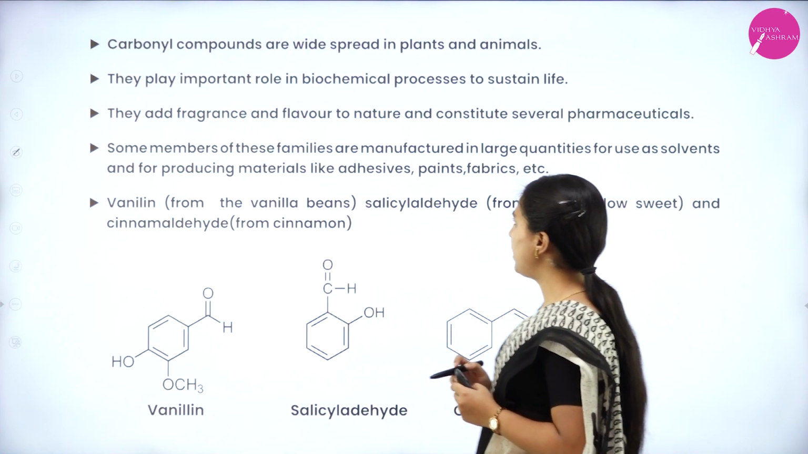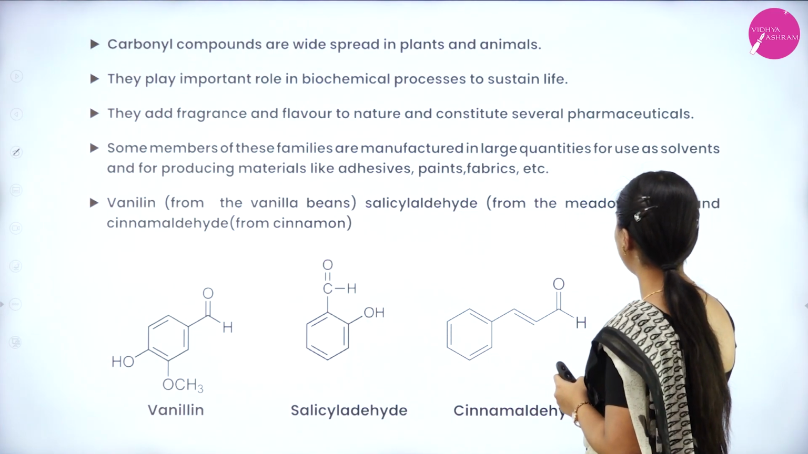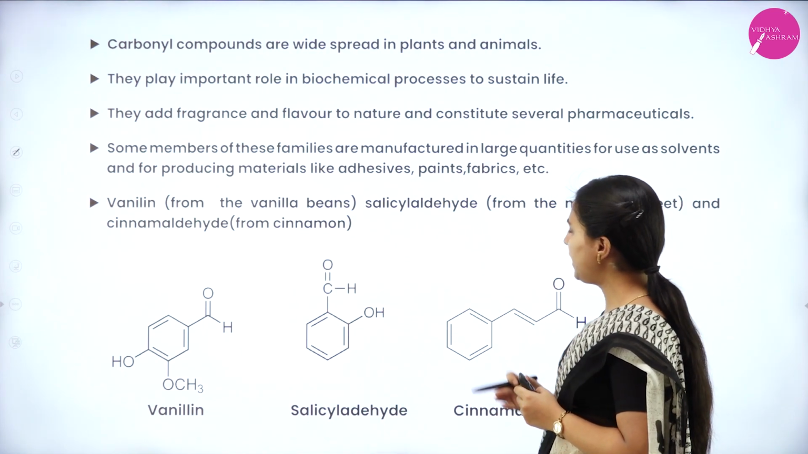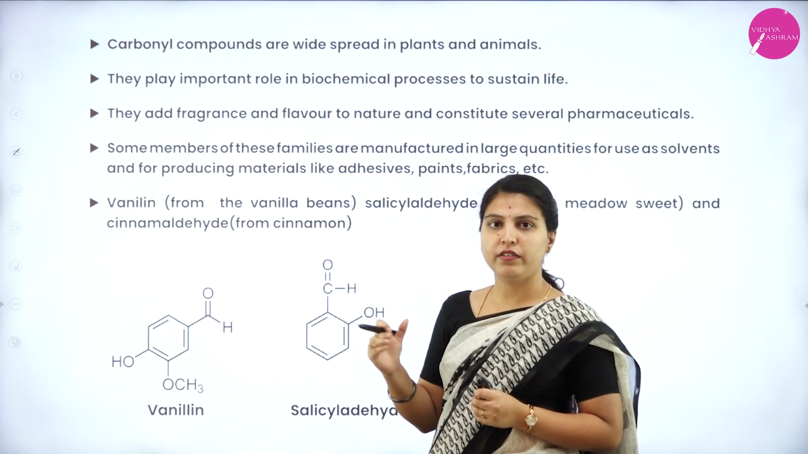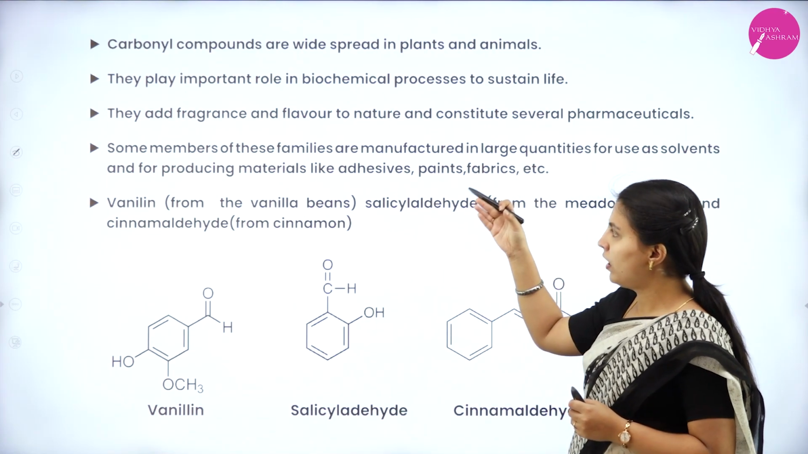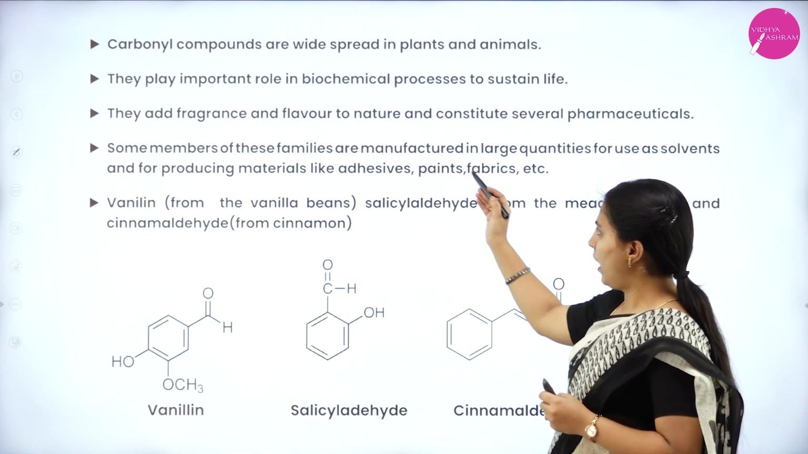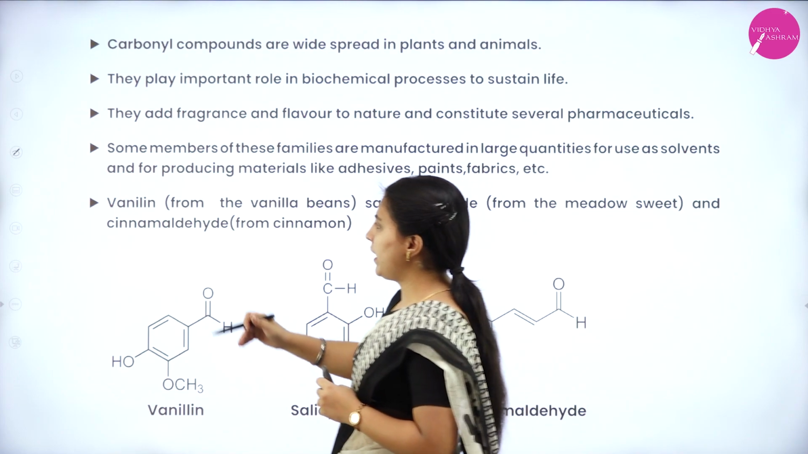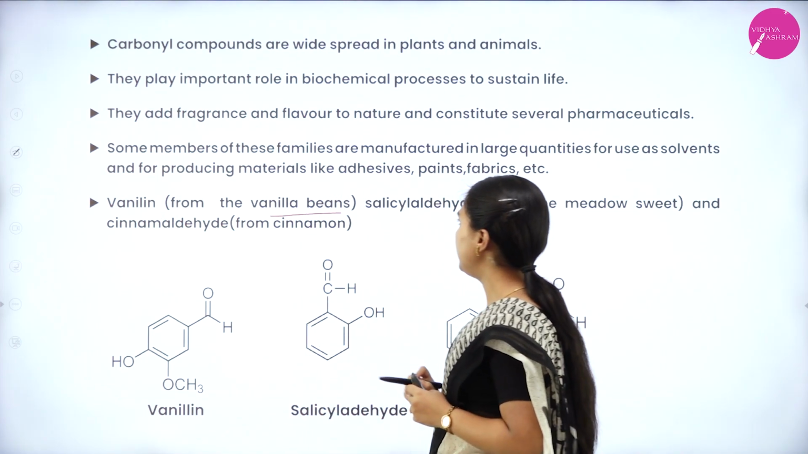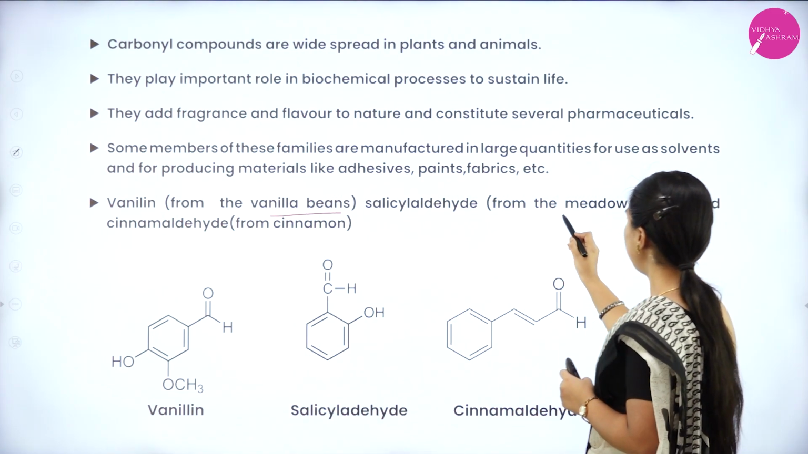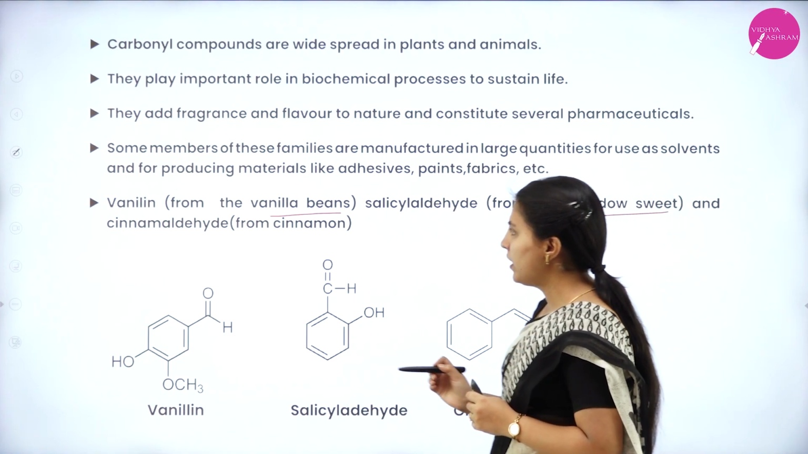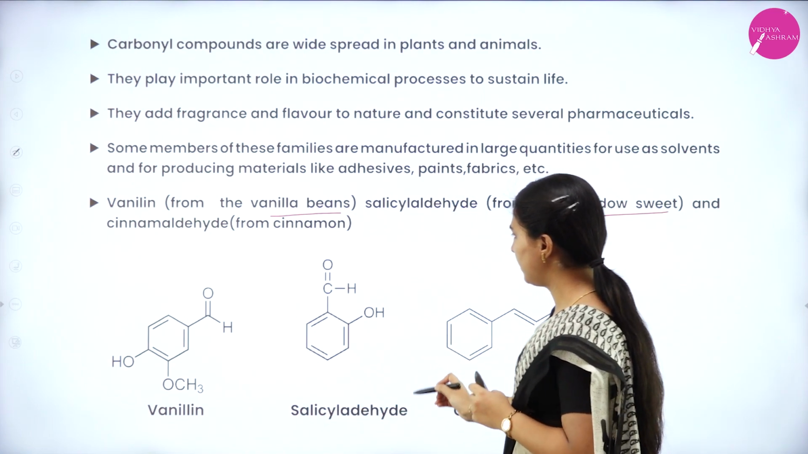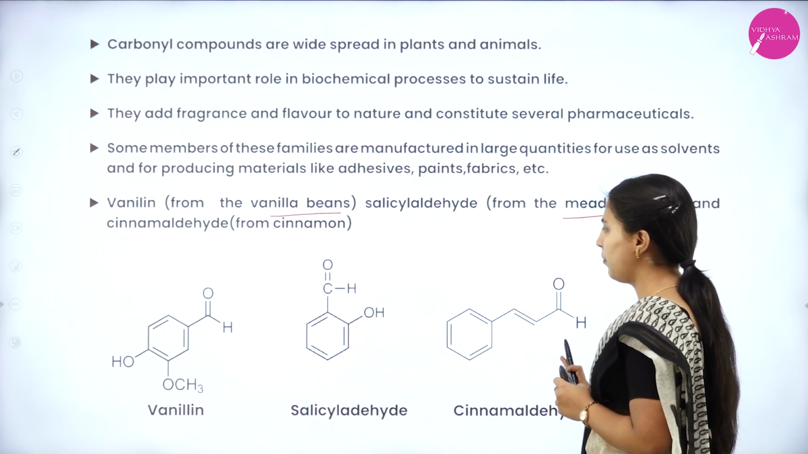Some members of these families are manufactured in large quantities for use as solvents and for producing materials like adhesives, paints, fabrics, etc. We will see some examples: vanillin from vanilla beans, salicylaldehyde from meadow sweet, and cinnamaldehyde from cinnamon. Okay, this is vanillin, this is salicylaldehyde, and this is cinnamaldehyde.